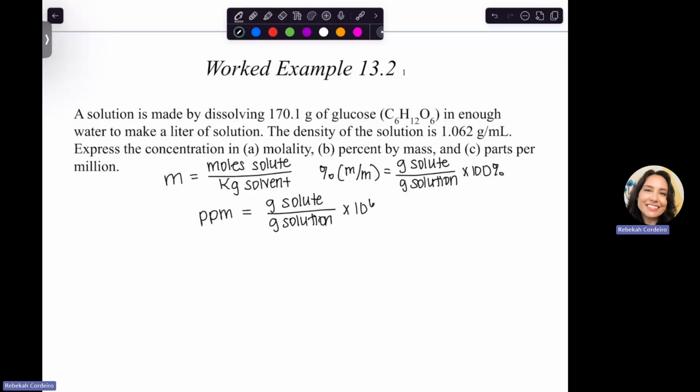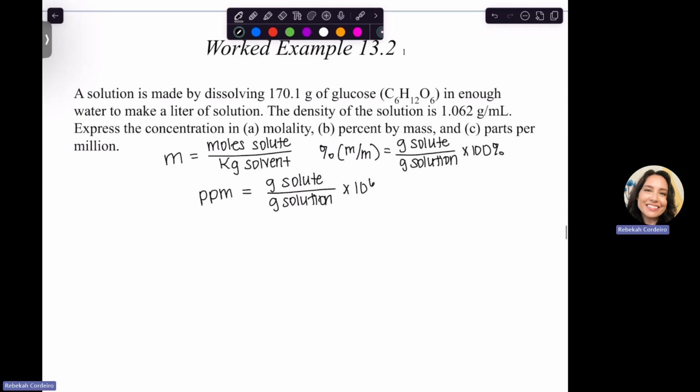Okay, so this is for Chem 102. We started chapter 13 in class, but we may not have gotten finished with this problem, so I wanted to go over it with you. So first, if we're trying to find molality, we need moles of solute over kilograms of solvent. So let's find our moles of solute first.